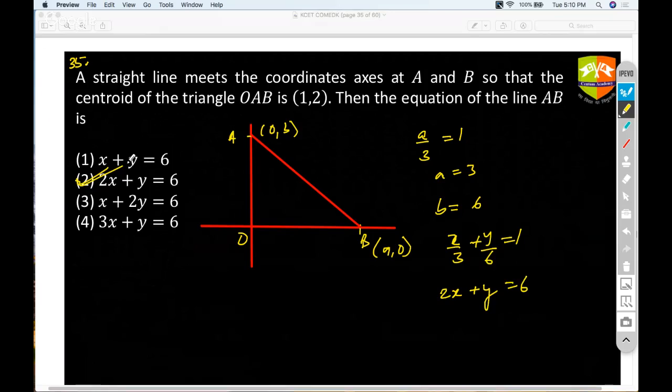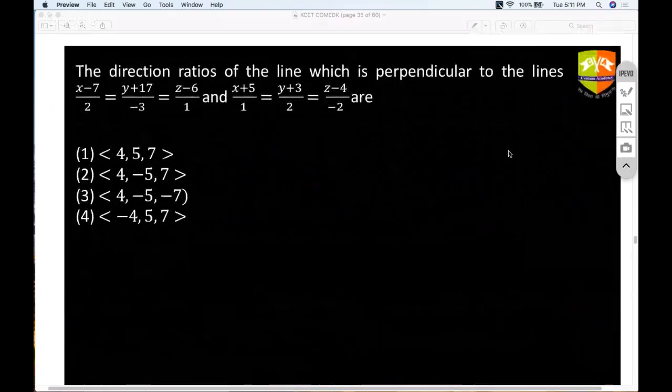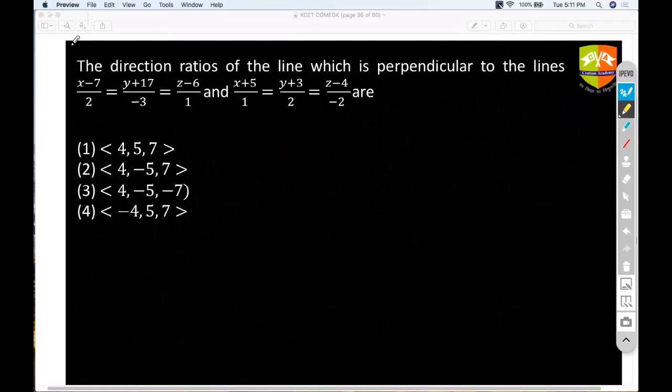Absolutely. Again, Vaishnavi was the first one to get this right. Great, good speed. Let's now talk about the next question. That's question number 36. The direction ratio of which of the line is perpendicular to the two lines?